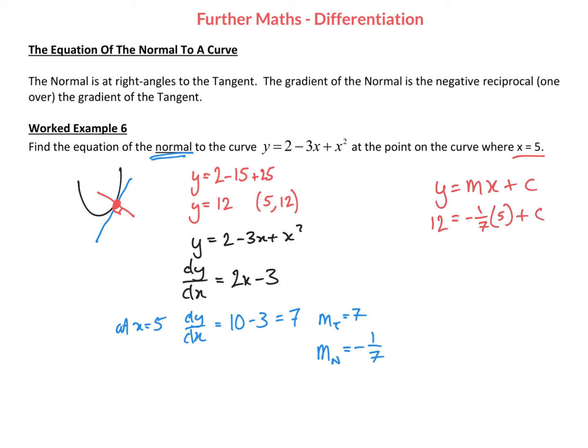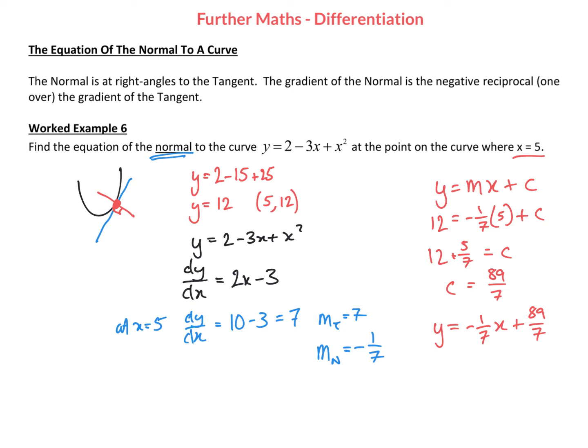So in this case, 12 plus 5 sevenths equals c. So c is equal to, in this case, 89 over 7. So let's plug that all in. So we get into our equation of a line again. We get y equals the gradient. We have the gradient of the normal, so it's minus a seventh x plus 89 over 7.